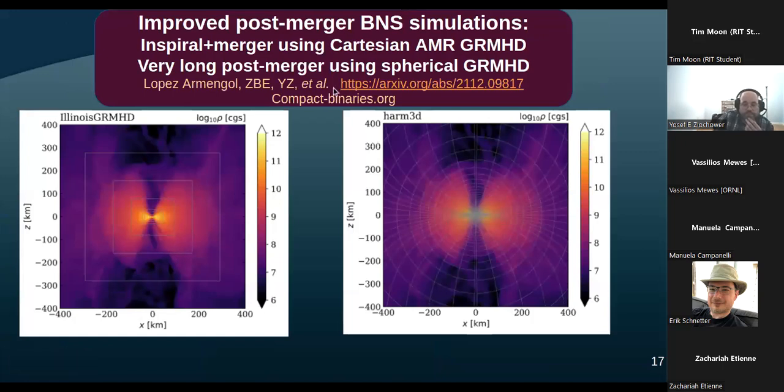And the idea is very simple. We want to perform an in-spiral merger using a general purpose grid structure, this Cartesian AMR, using the code Illinois GMHD, which is in the Einstein toolkit. And then once the black hole has formed with an accretion disk around it, and the space-time has basically become roughly static, we're going to hand off the data to a code that is custom tailored and custom tuned for black hole accretion disk simulations, HARM 3D.